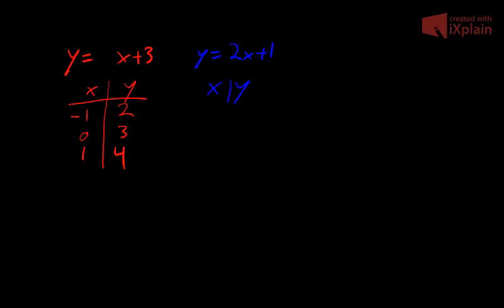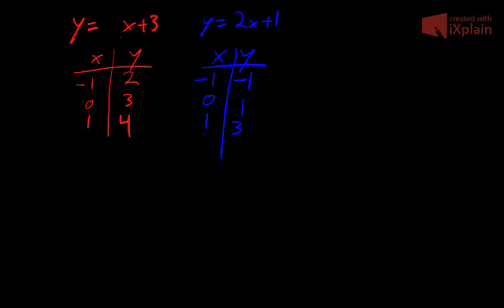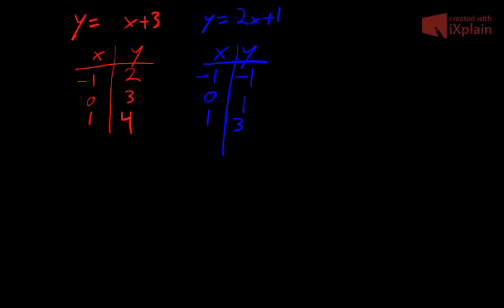Make a little t-chart for x's and y's on our graph. Negative 1, 0, and 1 for x, plug that in. 2 times negative 1 is negative 2, plus 1 is negative 1. 2 times 0 is 0, plus 1 is 1, and 2 times 1 is 2, plus 1 is going to be 3. So I got 3 points for each. That means I can try to make a graph, which I'll do right here.